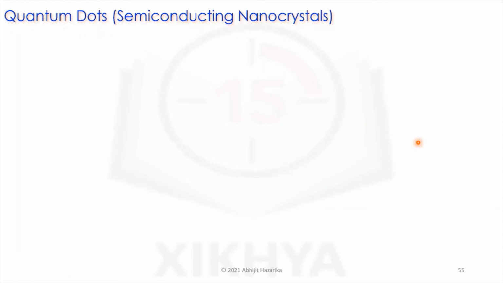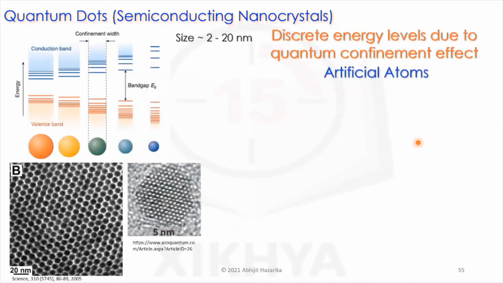Now let us go to one very unique system which is called quantum dots. They are nothing but semiconducting materials, but they have size range within 2 to 20 nanometer. So they are not atoms nor are they solids. Because of their small size, their atoms are arranged periodically not in infinite space but in finite space. And accordingly, their energy levels get discretized, very much like atoms. So that's why they are termed as artificial atoms.